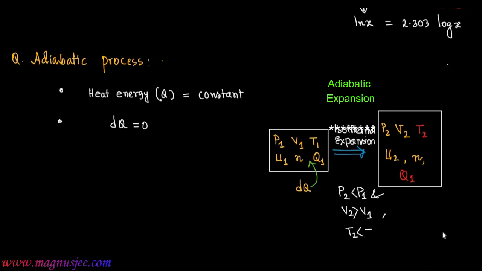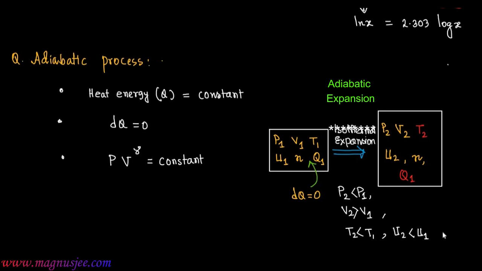For adiabatic expansion, P2 is less than P1, V2 is greater than V1 and T2 will be less than T1. As temperature decreases, the final internal energy U2 will be less than U1. Here dQ will be 0. That means no heat energy is being exchanged between the thermodynamic system and the surroundings.